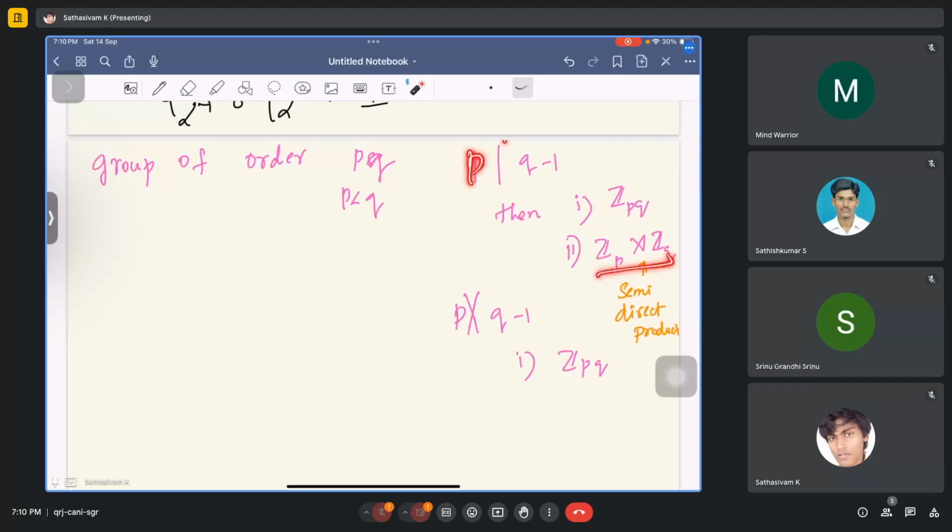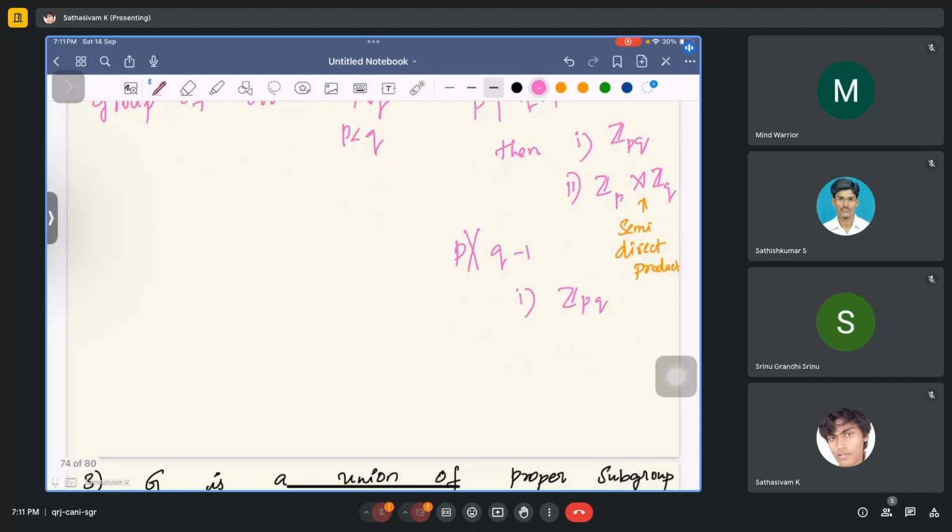If p divides q minus 1, a non-abelian group exists, and if I want to say some group exists, I have to construct it, right? That construction uses something called the semi-direct product, which I'm not going to do anyway. So if you're interested, you can look it up. If you want a reference, I can give: look at the book by Dummit and Foote.